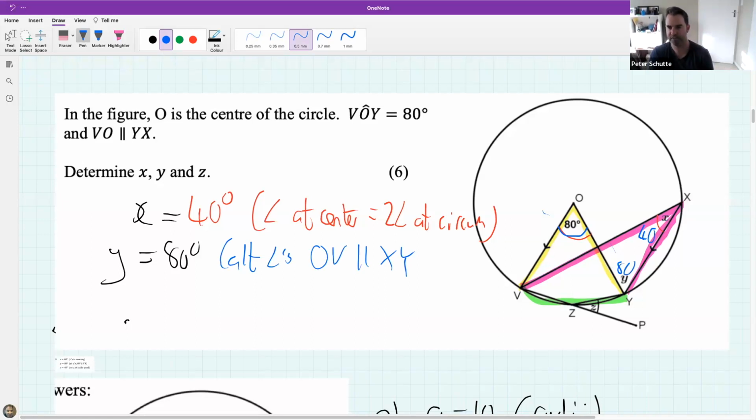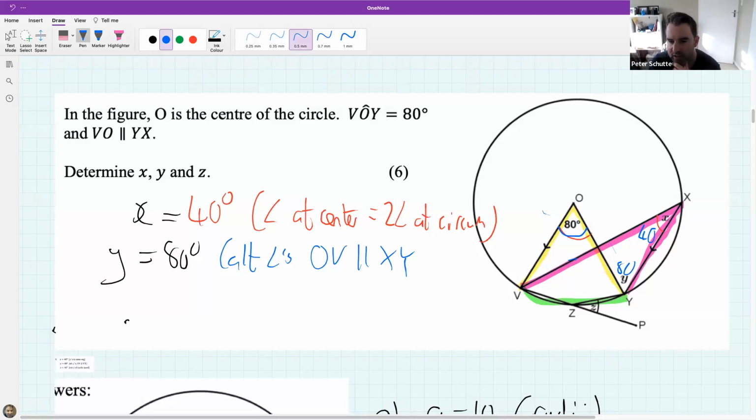I'll give you some time to try and figure out what Z is. What do we think Z is? Bit of a sneaky one.